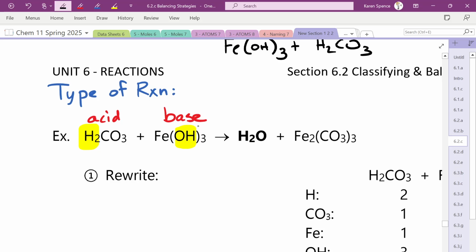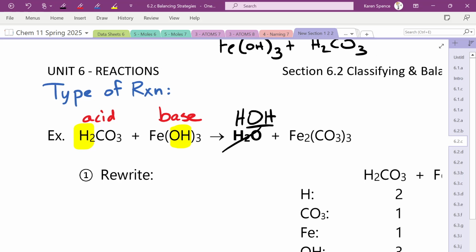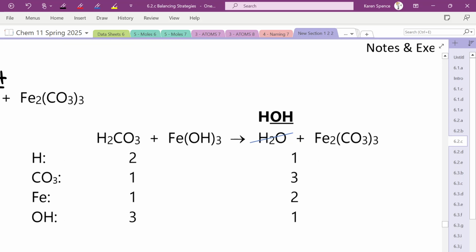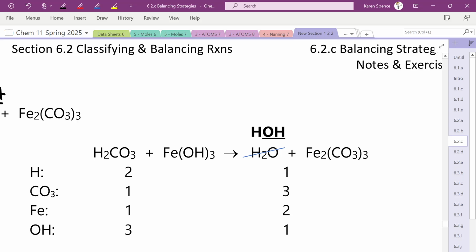So if you've got neutralization, you should look at that water and say, hey, water, I want you to not just be H2O, I want you to be HOH. Okay, that's going to make balancing a lot easier. So now I have my H and my OH, and guess what? Now I have a most complex compound.